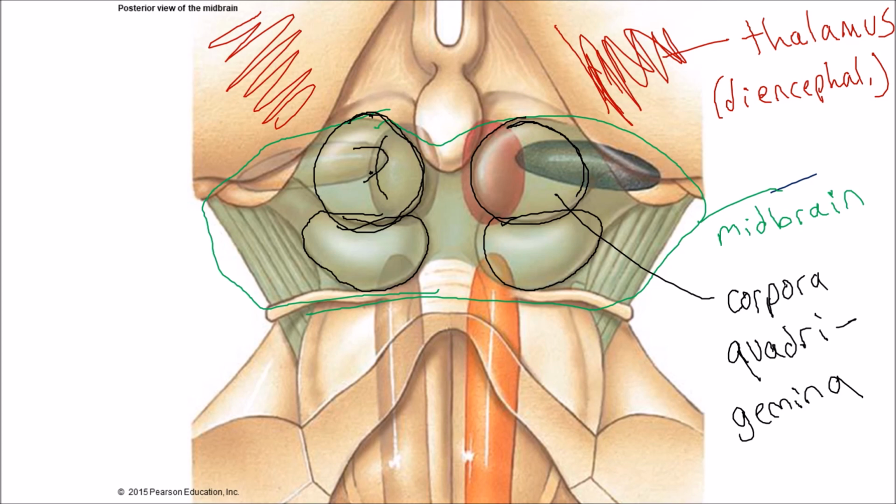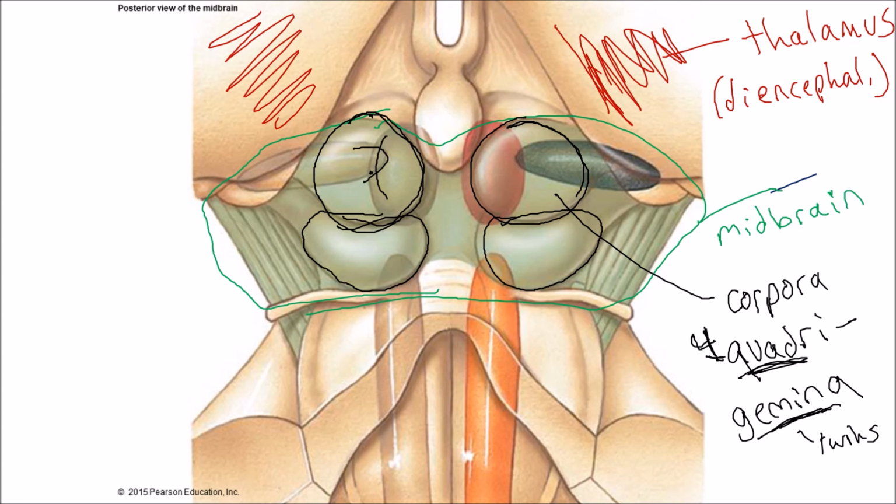Now, the reason why they're called that is quad obviously means 4. Gemina means twins. So there are 2 sets of twins, which equals 4.